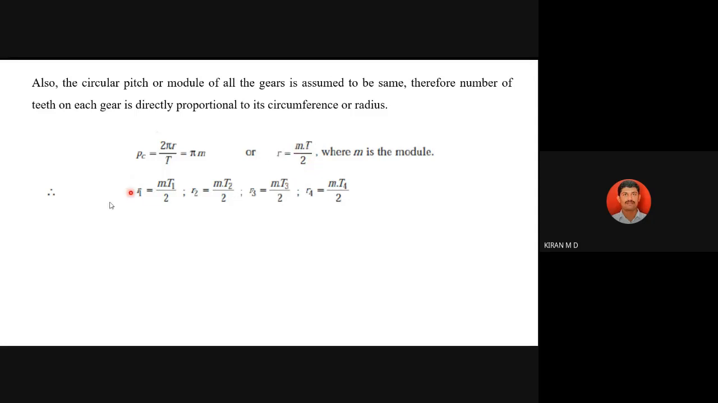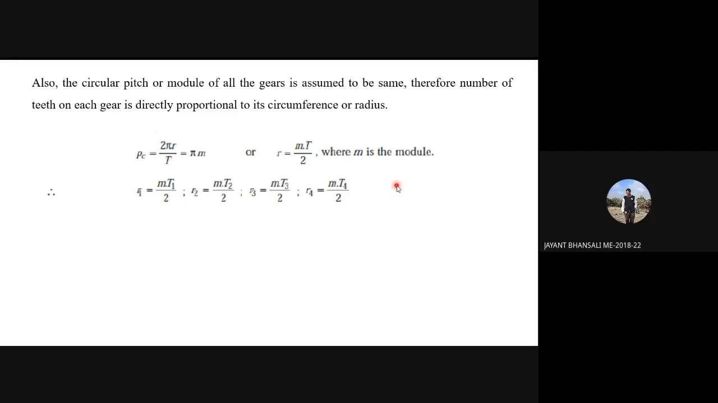Because we are assuming the module is the same for all the gears, R1 is equal to m into t1 divided by 2, R2 is equal to mt2 divided by 2, R3 is equal to mt3 divided by 2, and R4 is equal to mt4 divided by 2. Have you got this concept?